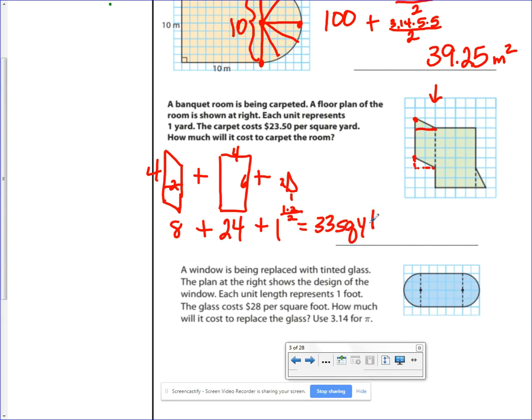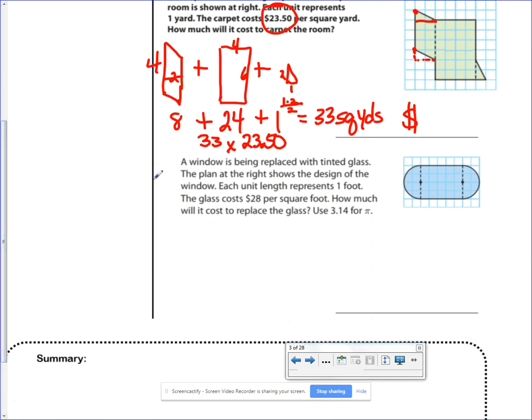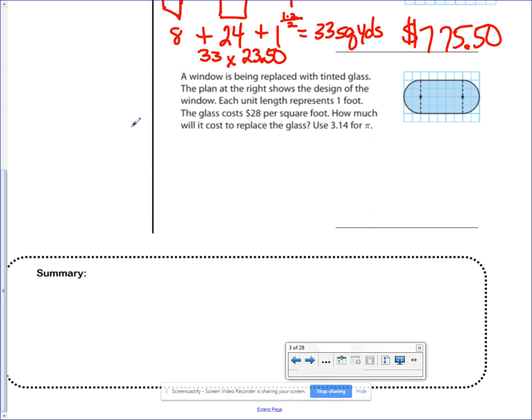That's my area. But I am not done with the problem. What we need to do is calculate the cost. So multiply that 33 square yards by 23.50, which is how much it costs each square yard, and that will give you the grand total, which I do believe is $775.50. And in fact, you probably even buy a little bit more just to make sure you're not having to piece a whole bunch of things here. So leave it to the professionals to figure that out, okay?